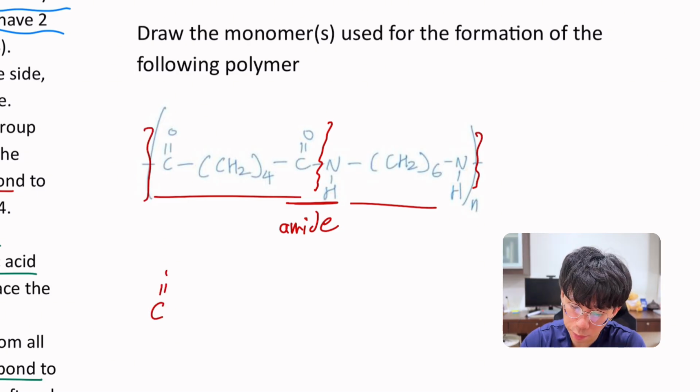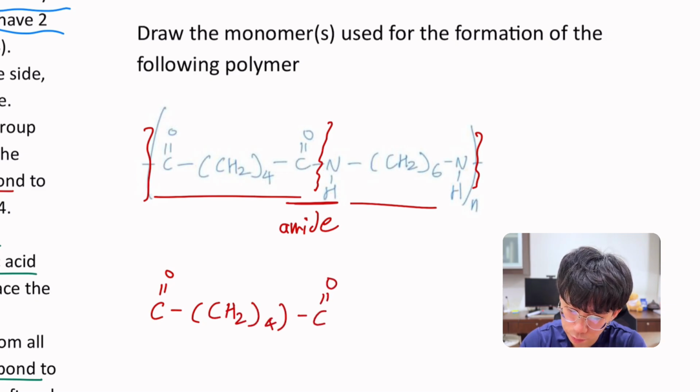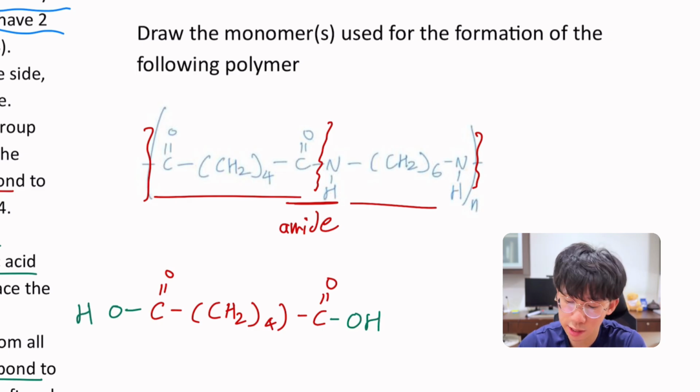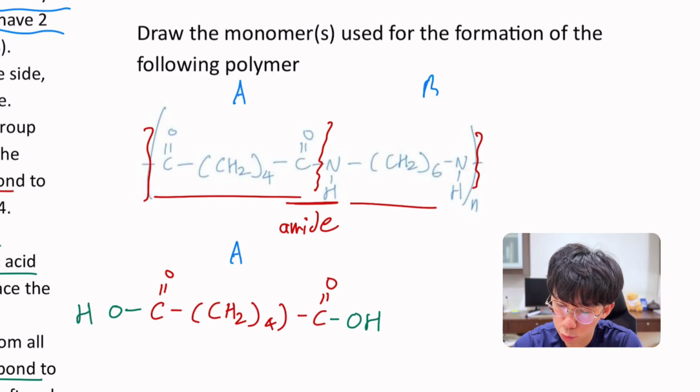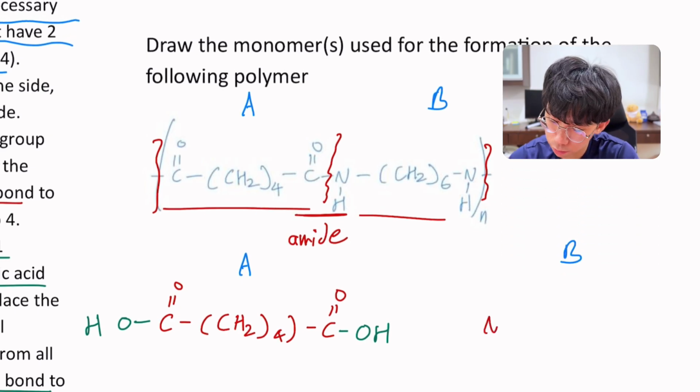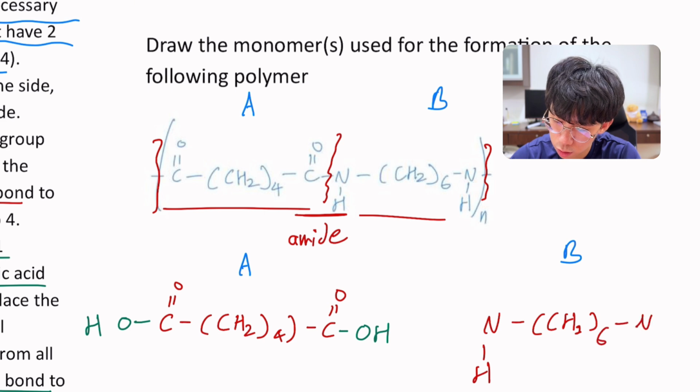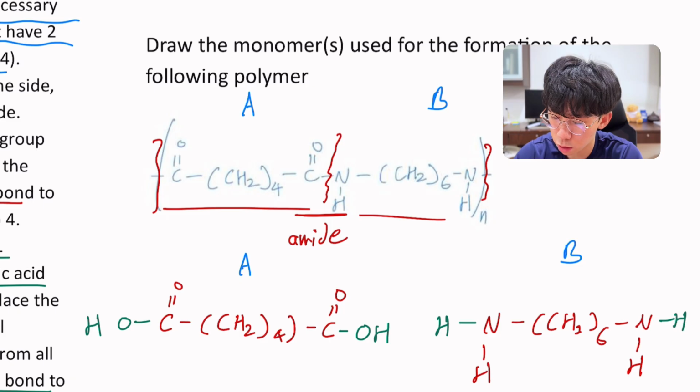and just form back the monomers. The C double bond O clearly should be separated out, and you want to put back the OH that was a part of this carboxylic acid group. This is monomer A. For monomer B, the NHs are going to come out. And you're going to plug back the H that was part of this amine group. And there you have it. You have both the monomers, monomer A and monomer B of this polymer.